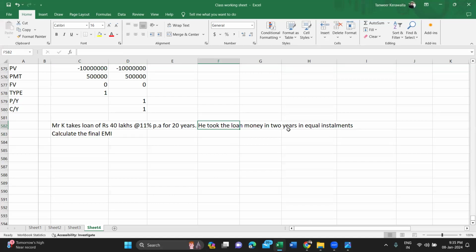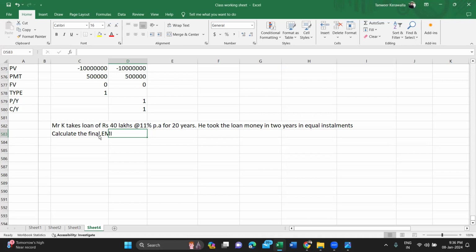So you have to compute the final EMI. That means for these two 20 lakhs together, from the third year onwards, how much EMI will he pay every month? That's the question, right? If it was a one-time loan of 40 lakhs, then you could easily find the EMI with the PMT formula. But here the loan is in two parts: 20 lakhs in the first year and 20 lakhs in the next year, right? So you have to find out the final EMI he will be paying from the third year onwards for both these 20 lakhs together.